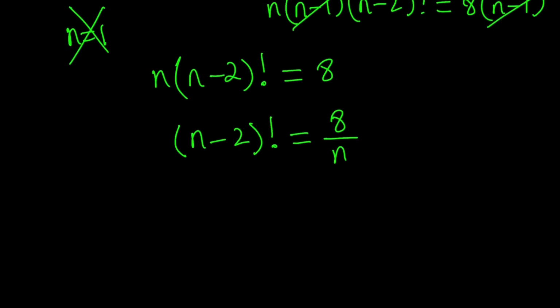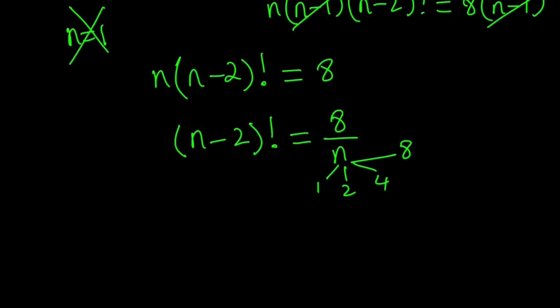If we're talking about integer solutions, which we are, of course, then 8 over n also needs to be an integer. Not just an integer, but a positive integer, because n minus 2 factorial is always positive, right? So how can 8 over n be a positive integer? n must divide 8. So n can be 1, 2, 4, or 8. There are 4 possibilities.